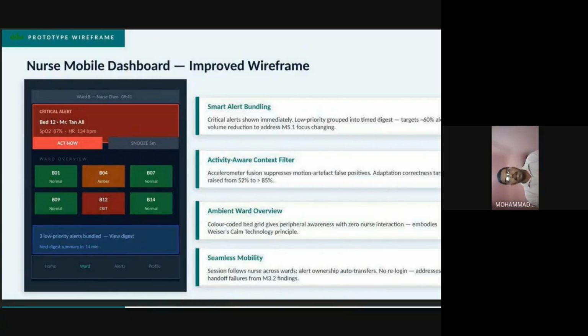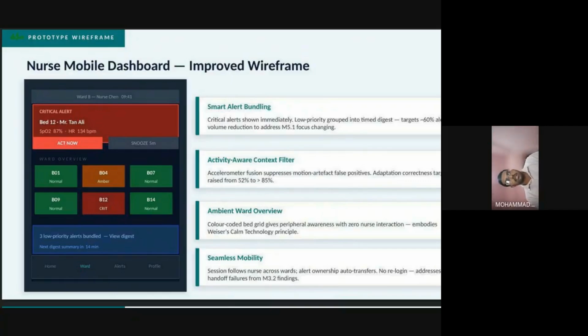So next we have the ambient ward overview, which follows calm technology principles where information is visible but not distracting. Nurses can monitor patients without constant interaction, and it focuses on passive awareness and less stress. Lastly, we have seamless mobility. The system follows the nurse across different wards automatically, so there is no need to log in again and again, and the alerts are transferred smoothly. The main idea is to save time and support real hospital workflow.